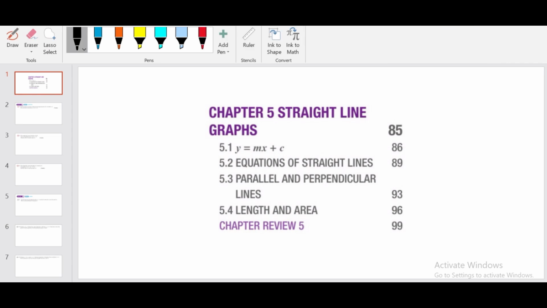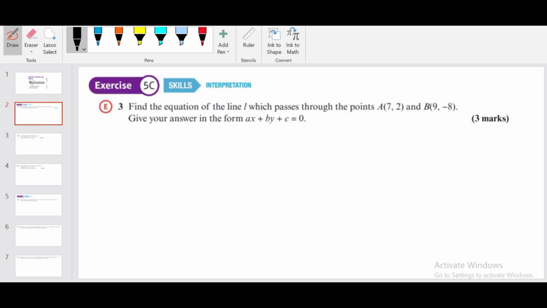We have completed 5.1. Let's look at 5.2. Equation of straight lines. Exercise 5C, question number 3. Find the equation of the line that passes through these 2 points. But you have to read the question carefully. They want the answer in this form.